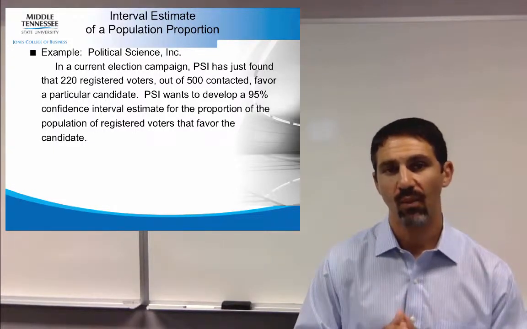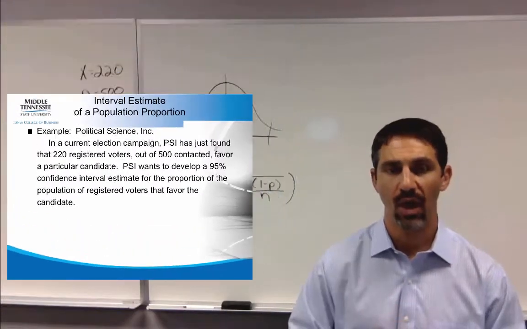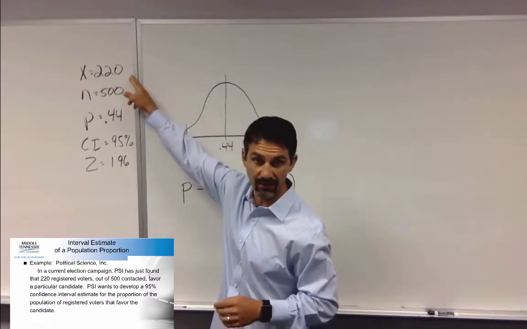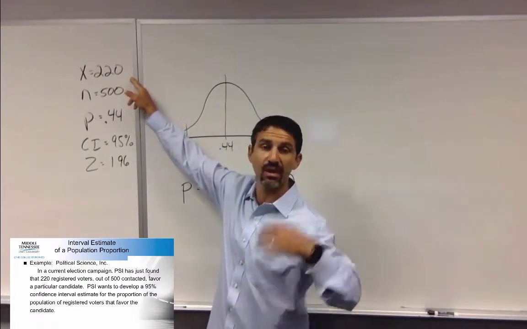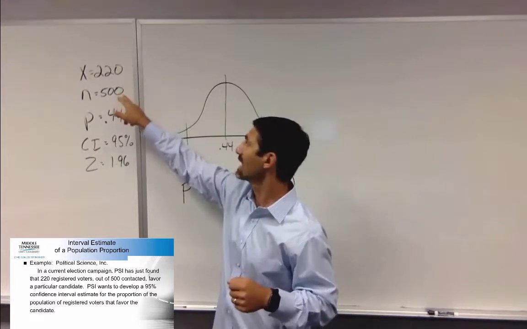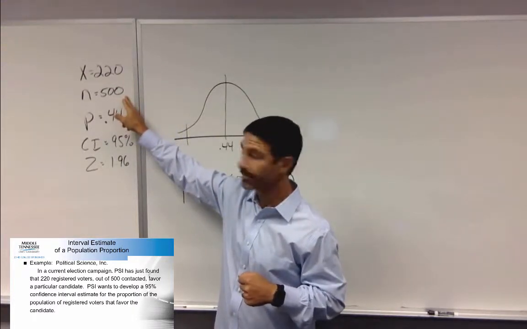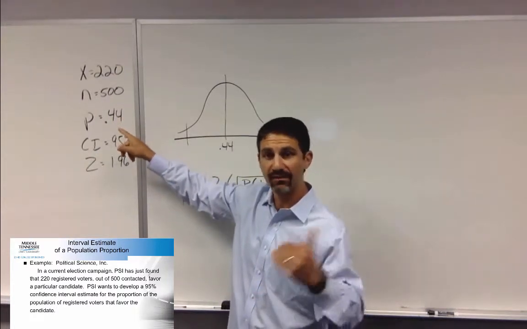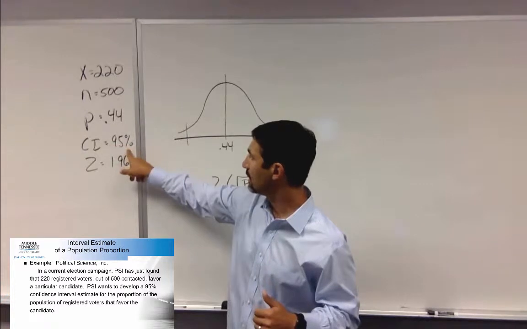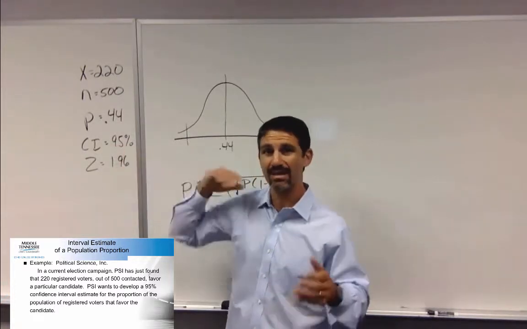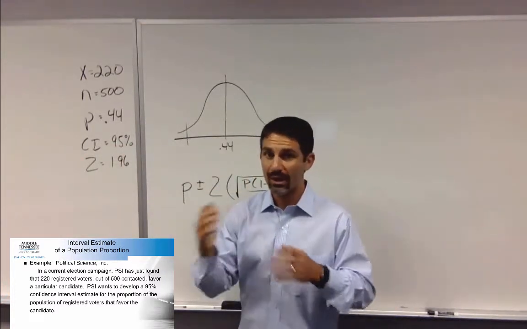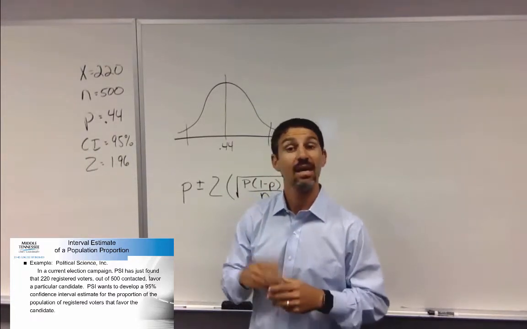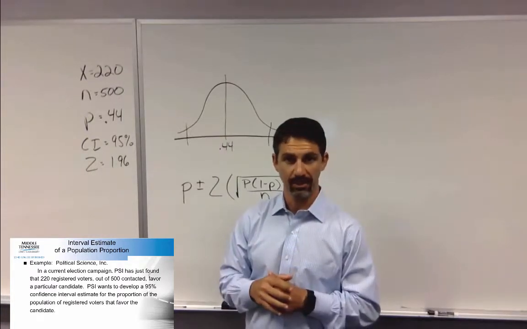So let's take a look at what information we currently know about this. We have 220 individuals that stated that they are in favor of a particular candidate. That's out of 500 people that were called. That's a proportion of 44%, 220 divided by 500. You then want to create a confidence interval because we've only contacted 500 people. We're not completely confident that it's exactly 44%, but it could be plus or minus a little bit.